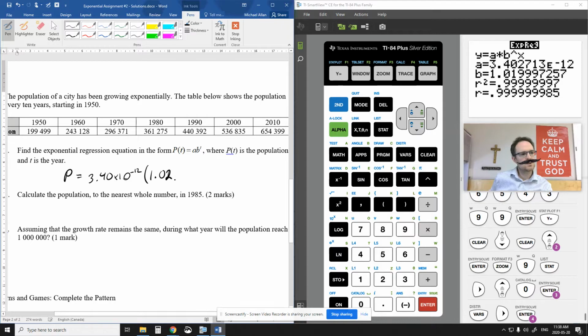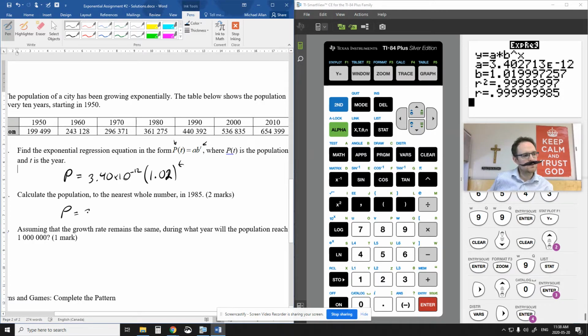Yeah, I'm going to put a 2 here every year. Okay. Put a T rather than an X because that's what it says here. There's a little T and there's a little P. Calculate the population to the nearest whole number at 1985. Does this calculate that?